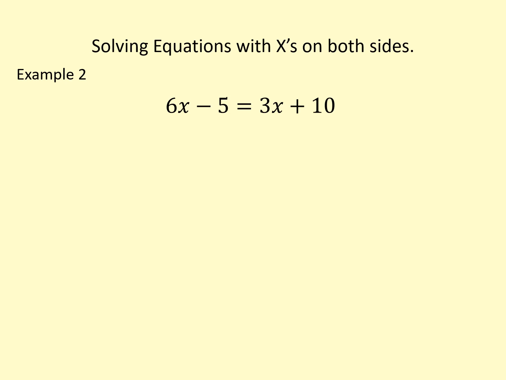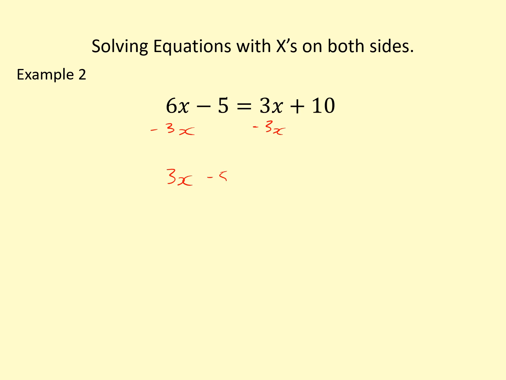I'll do a few just to make sure we've definitely got this. So 6x minus 5 equals 3x plus 10. Remember, step 1, and the only additional step is getting rid of the smallest term in x. So what we'll do is we'll take off the 3x here, which means we've got to do the exact same thing over there. So 6x take away 3x leaves me with 3x.